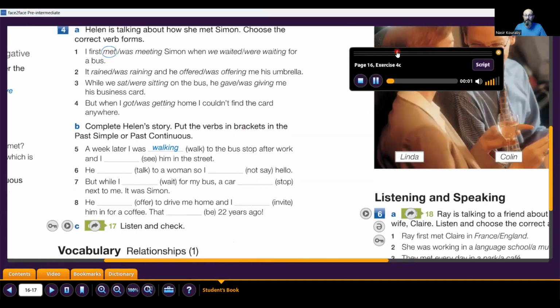Track 17. I first met Simon when we were waiting for a bus. It was raining and he offered me his umbrella. While we were sitting on the bus, he gave me his business card. But when I got home, I couldn't find the card anywhere. A week later, I was walking to the bus stop after work, and I saw him in the street. He was talking to a woman, so I didn't say hello. But while I was waiting for my bus, a car stopped next to me. It was Simon. He offered to drive me home, and I invited him in for a coffee. That was 22 years ago.